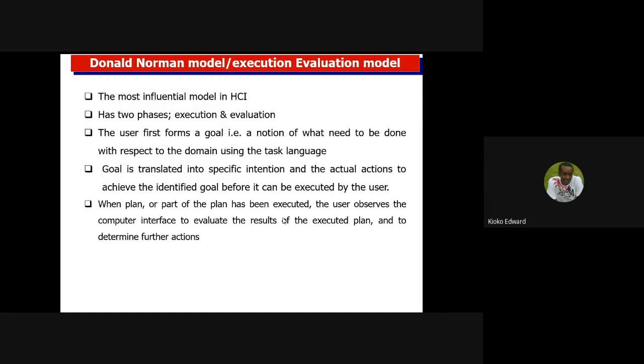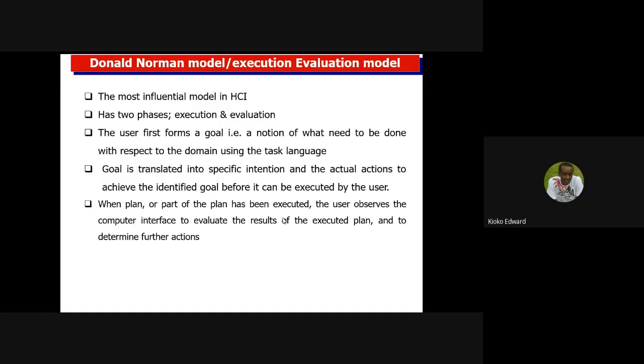If, let's say, I was searching for a certain product, or I was searching for something, I need to be able to observe the interface and see what results the system is returning for me. If the results being returned by the system are the ones I was looking for, then there's nothing else I can do on the system.